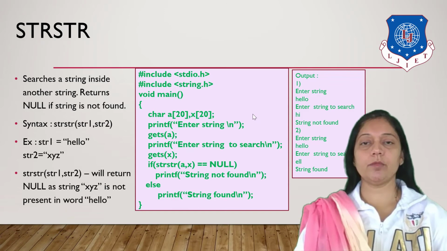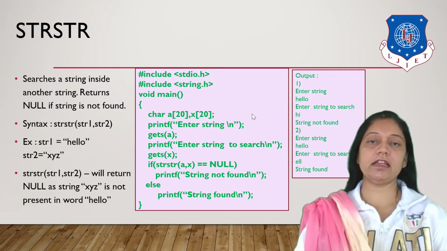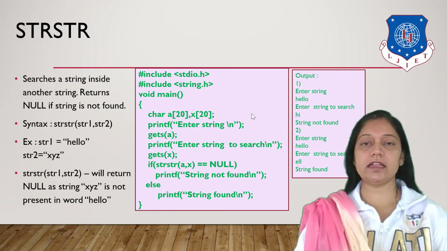Okay, so this was all about strchr, that is finding a character in a string, and strstr, that is searching a string inside another string. So this was all about the different string functions that are available in the C program.